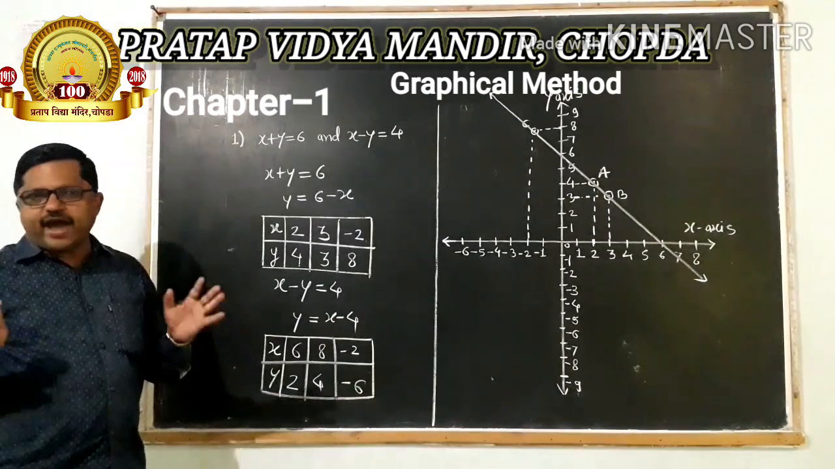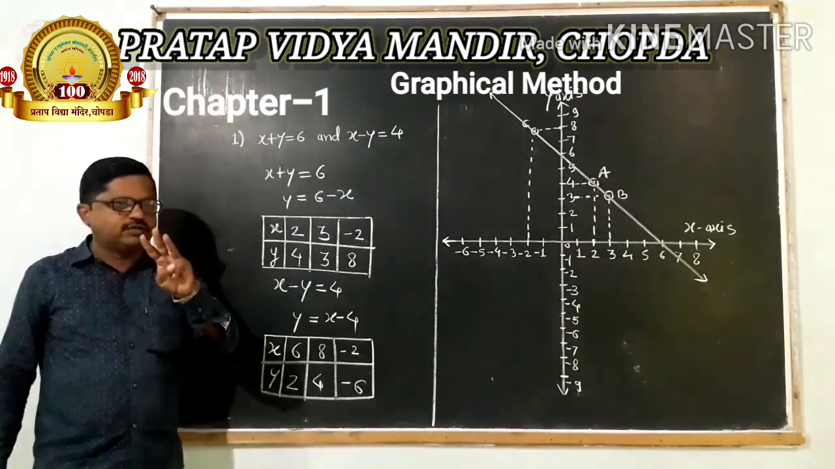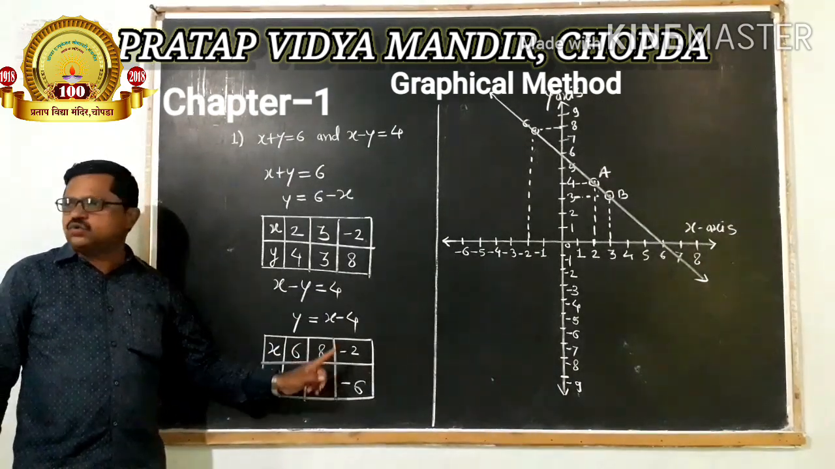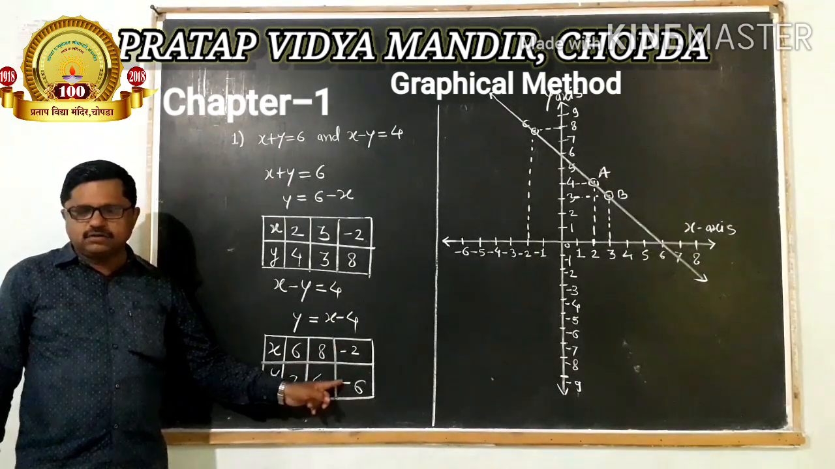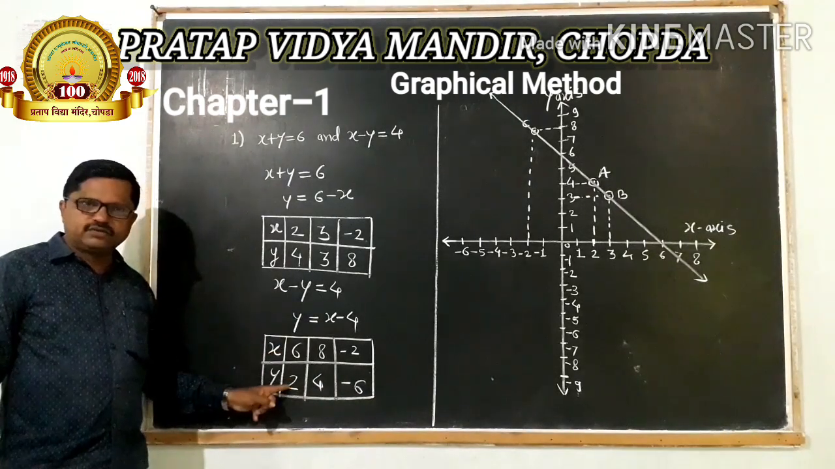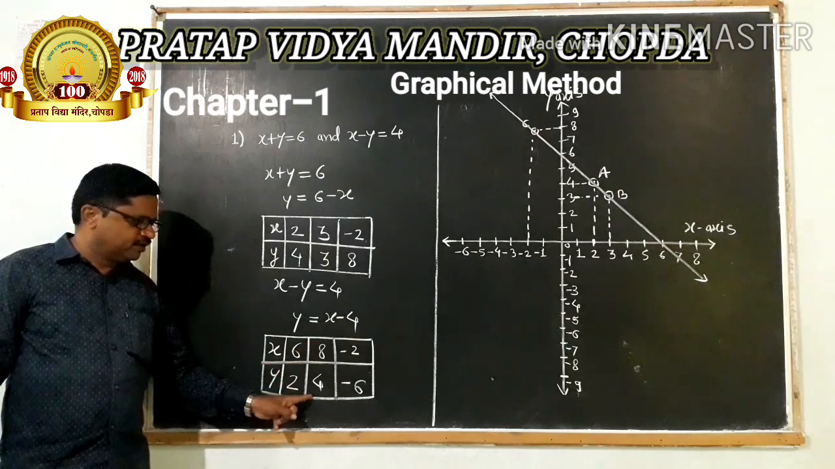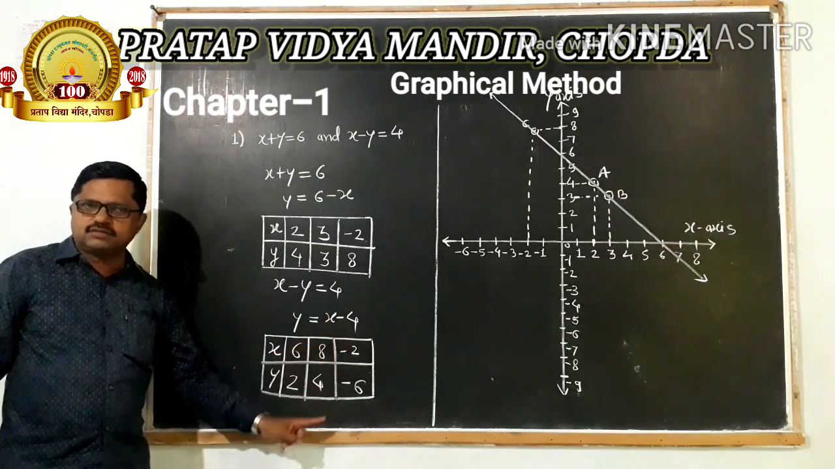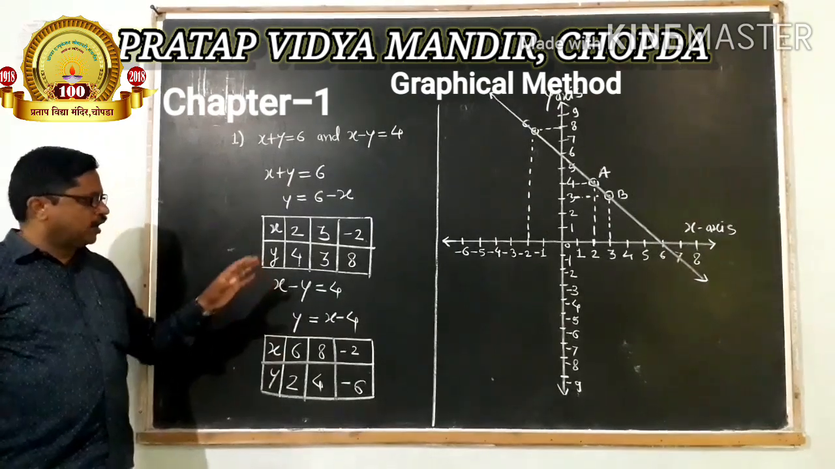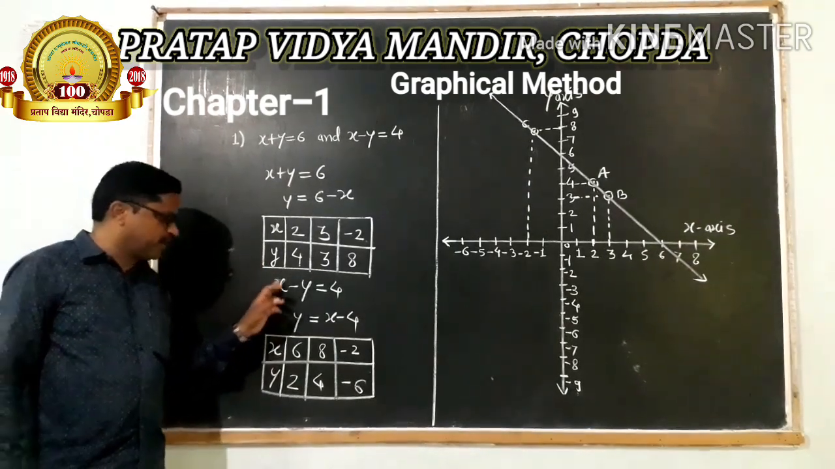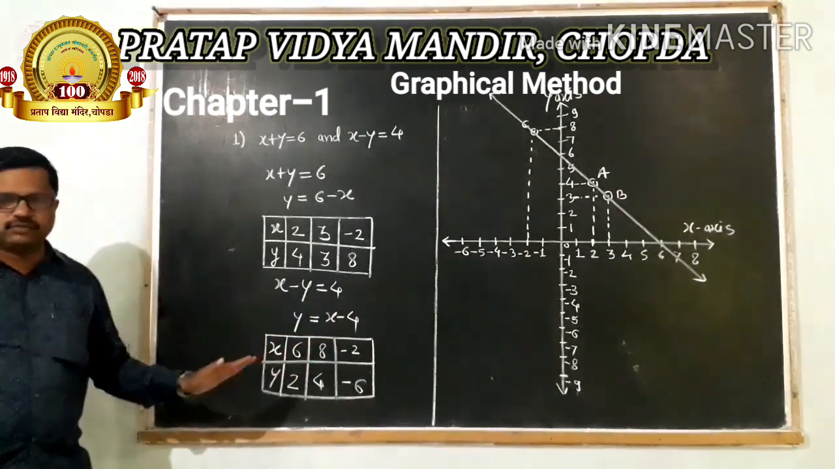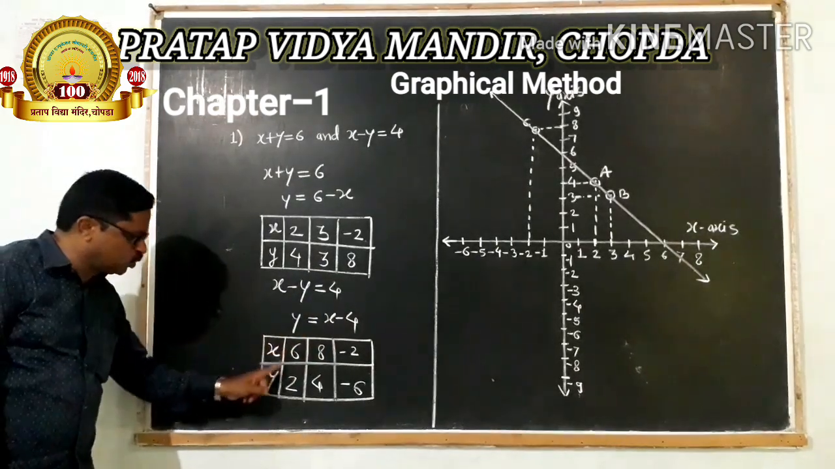Now dear students, we are having 3 points, having the coordinates 6, 2; 8, 4; minus 2, minus 6. Means the coordinates of the first point 6, 2, second point 8, 4, third point minus 2, minus 6. And now we are going to draw the line for the equation x minus y equal to 4 by using these 3 points. First point is 6, 2.